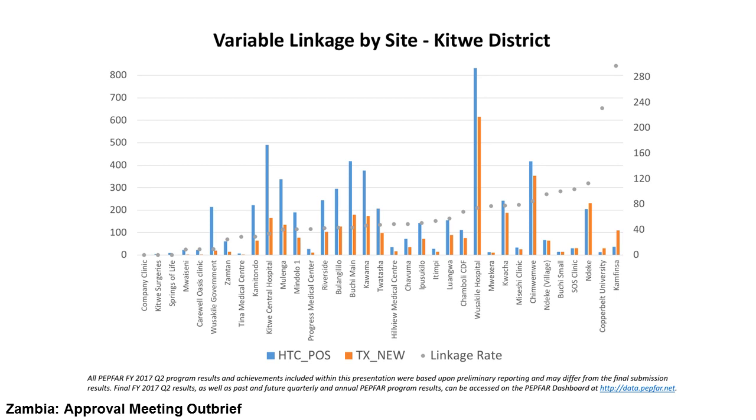PEPFAR, in particular Ambassador Birx, really likes these sorts of graphs because they show that even within a district, the district may look like it's performing well overall, or it may look like it's performing badly overall. But importantly, unless you go down to these sites, and you can ask about this always, are there sites that are doing well in that district, and why are there sites that are doing really poorly? I think that's important to follow up on and ask about always.